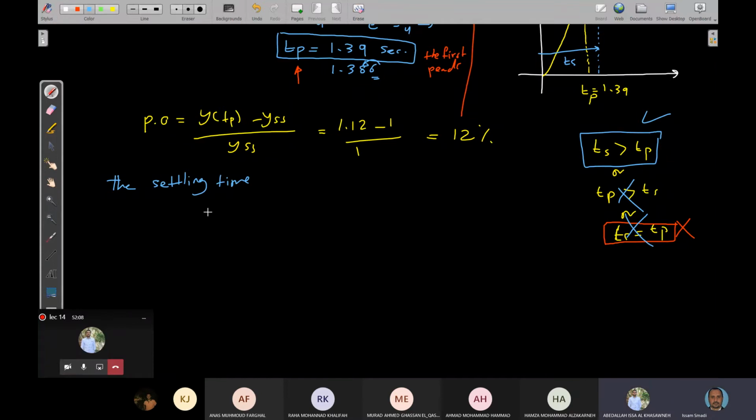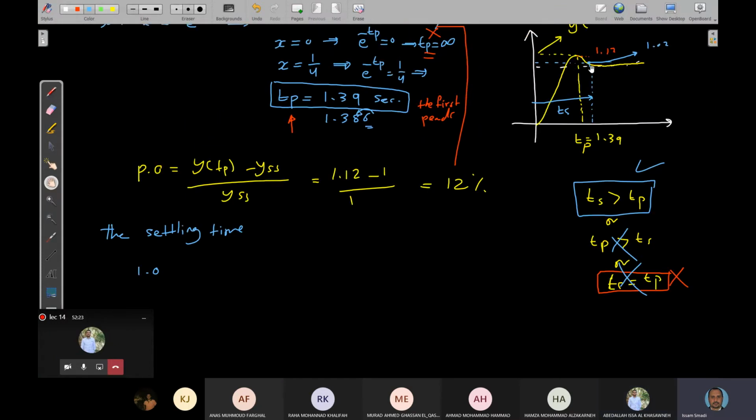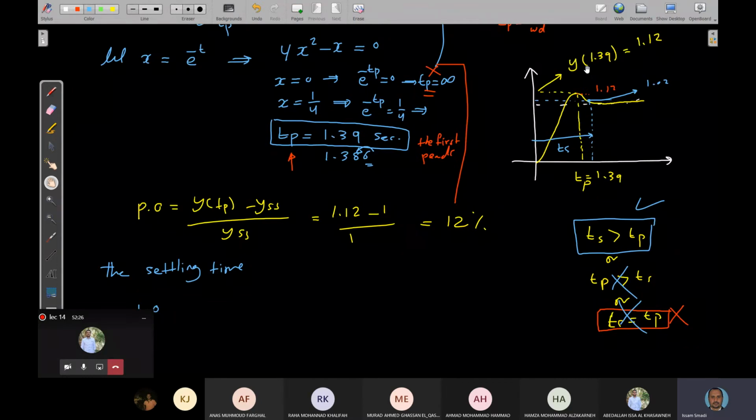Settling time. We take 2 points, Doctor. We were on y(t) equal to 0.1 of the y steady state and 0.9, and we get t1 and t2. No, just a minute. Now this system will never reach the 0.9. Why? Because this system has no oscillation.